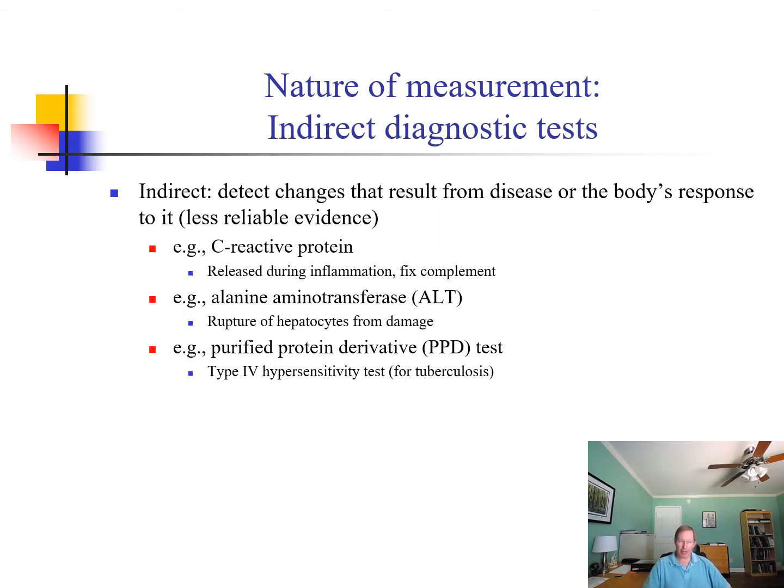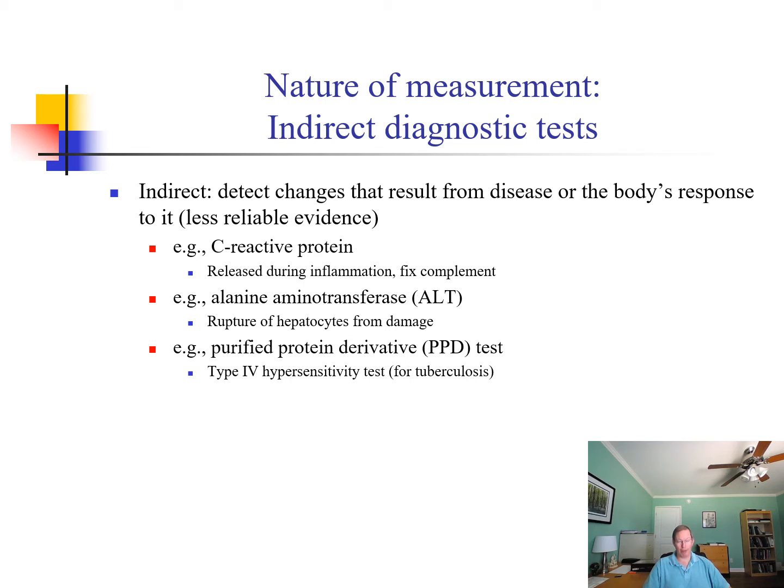But sometimes I don't have direct measures, or they're very difficult to do, and so I have to rely on indirect pieces of evidence. An indirect piece of evidence might be some sort of inflammatory response, where a C-reactive protein or an ESR, both of which can be increased in inflammatory conditions, might be elevated. Doesn't tell me what's causing it, just tells me that it's present.